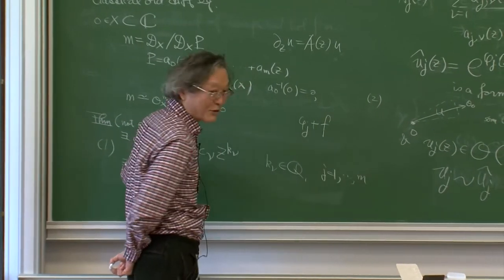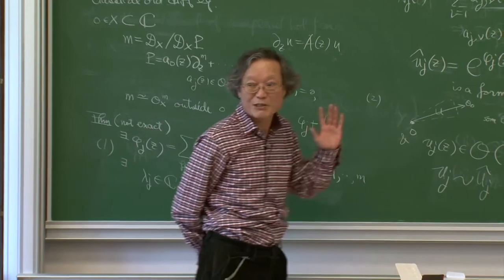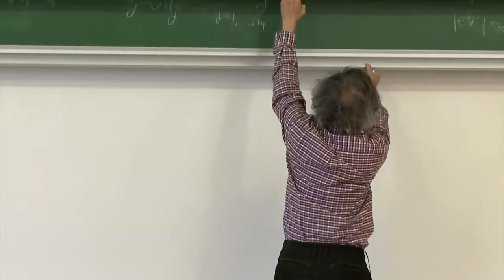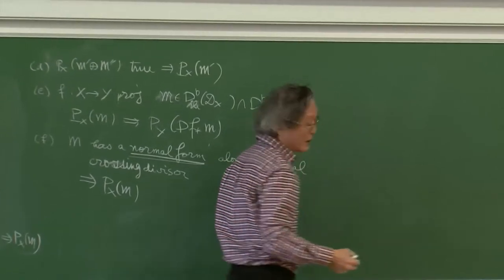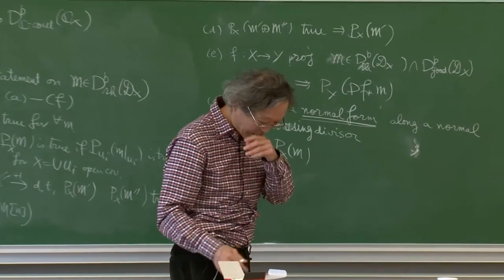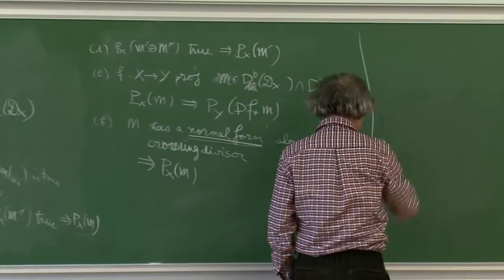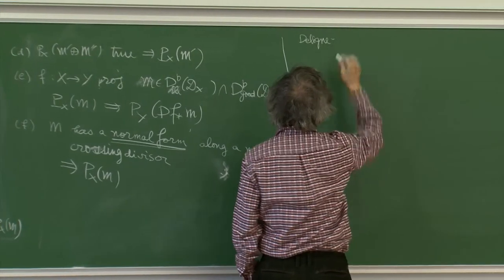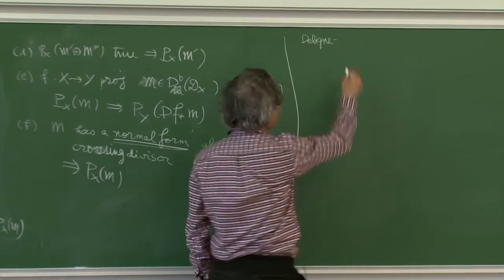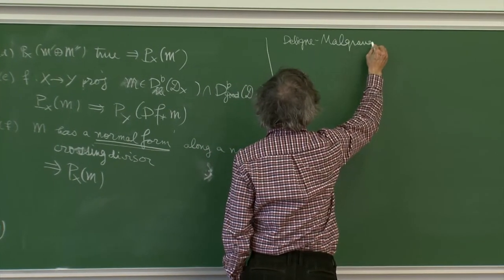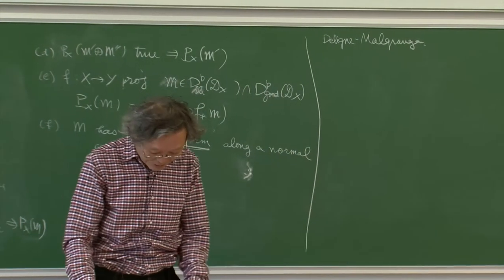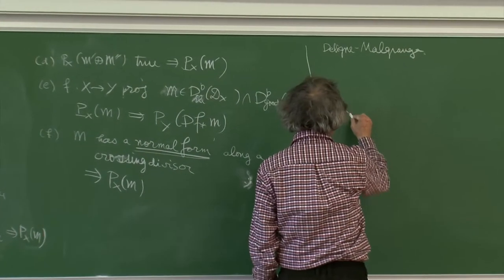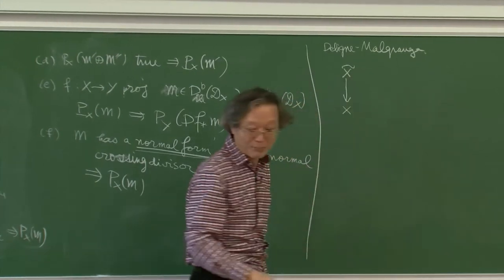So UJ is not unique. So that is one important part. So that is a question: how to interpret it? There is a work of Majima and Sabbah, on how to interpret it. So you consider X and you take a real blow up.